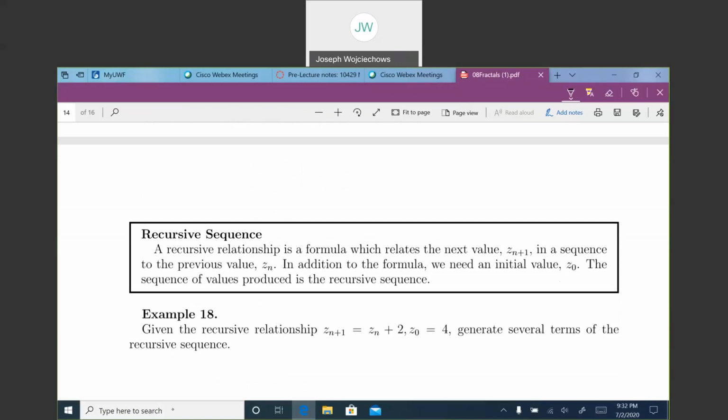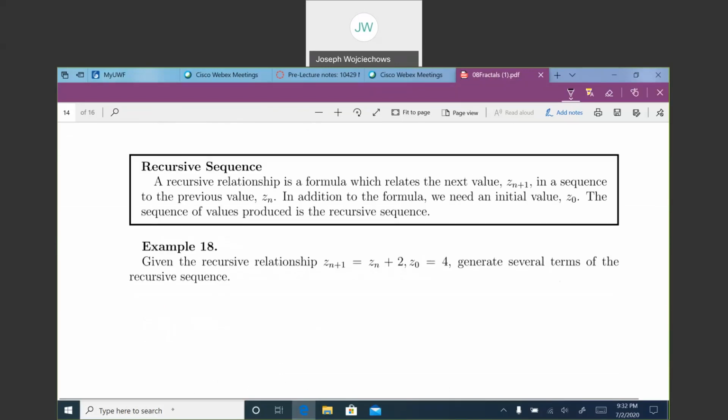The next thing we're going to talk about is a recursive sequence. If you took MGF 1106, you've been exposed to this a little bit. So a recursive relationship is a formula which relates the next value, such as z sub n plus 1, in a sequence to the previous value, which would be z sub n. And in addition to the formula, we need an initial value, or z sub 0. The sequence of values produced is the recursive sequence.